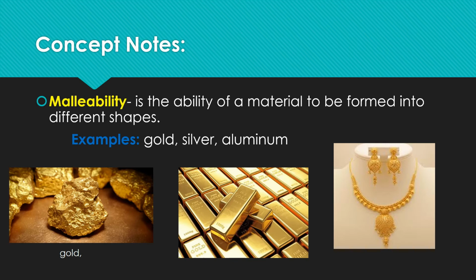Malleability refers to the ability of a material to be formed into different shapes. Examples are gold, silver, and aluminum. In the given examples, we have gold in different forms or shapes. In the first picture, gold is just like an ordinary rock. In the second picture, gold is now a bar. And in the last picture, gold is formed into luxurious jewelry which can be worn during special occasions or a luxurious party.